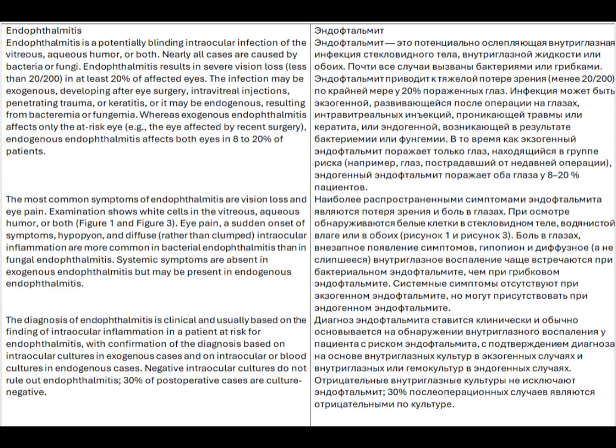The diagnosis of endophthalmitis is clinical and usually based on the finding of intraocular inflammation in a patient at risk for endophthalmitis, with confirmation of the diagnosis based on intraocular cultures in exogenous cases, and on intraocular or blood cultures in endogenous cases. Negative intraocular cultures do not rule out endophthalmitis.